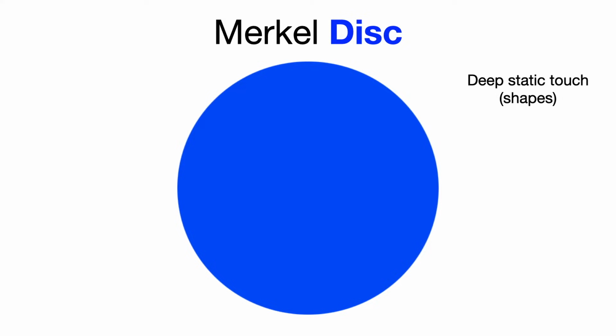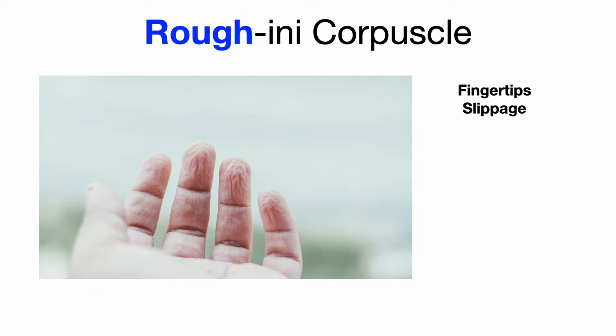So the only sensory receptor with a shape in its name, which is Merkel disc, is responsible for figuring out what shape you're touching. For Ruffini corpuscle, instead of saying Ruffini corpuscle, I say "Rough-fini" corpuscle, which reminds me of the rough nature of your fingertips after you get your fingertips wet.